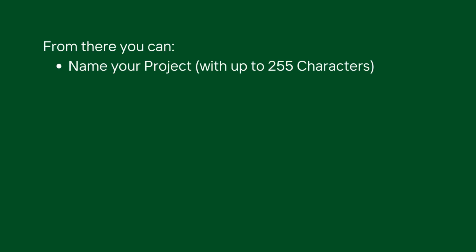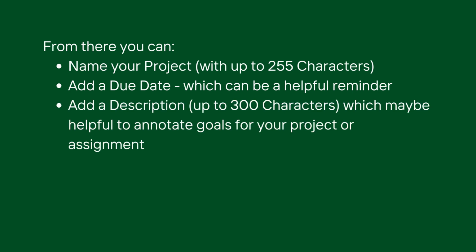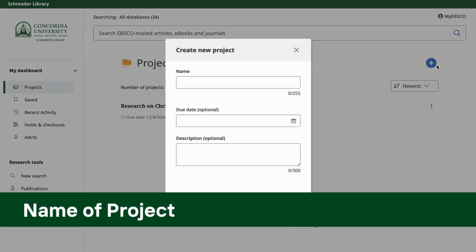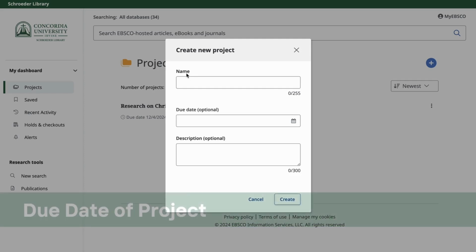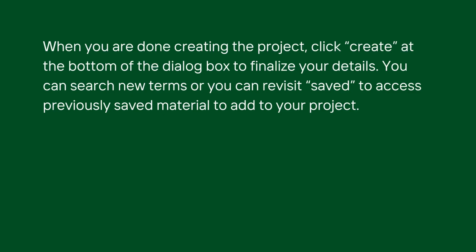From there you can name your project with up to 255 characters, add a due date, which can be a helpful reminder, add a description up to 300 characters, which may be helpful to annotate goals for your project or assignment. When you are done creating the project, click Create at the bottom of the dialog box to finalize your details. You can search new terms or you can revisit Saved to access previously saved material to add to your project.